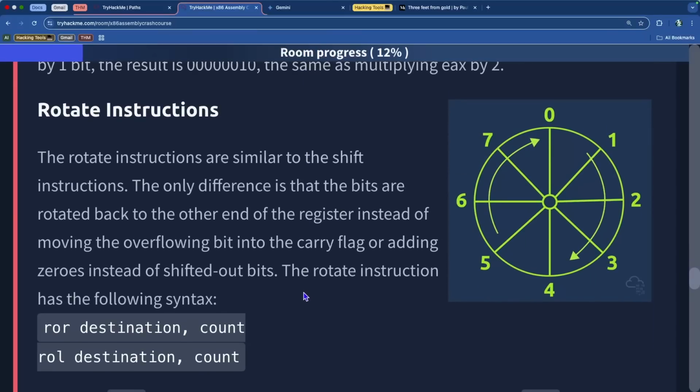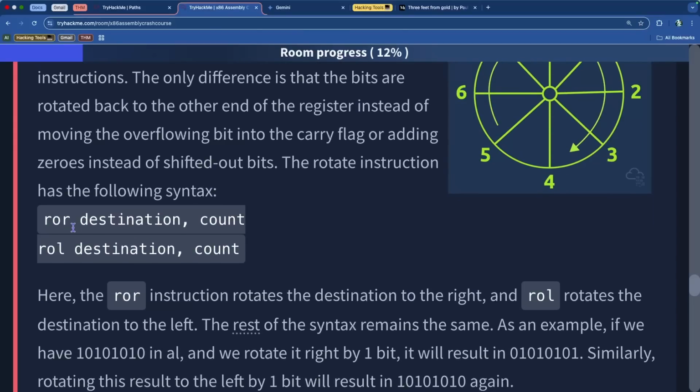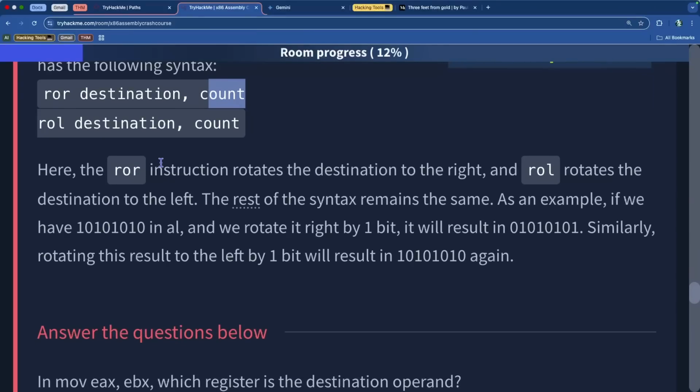So we have rotation instructions. The rotate instructions are similar to the shift instructions, and the only difference is that the bits are rotated back to the other end of the register instead of moving the overflowing bit into the carry flag or adding zeros instead of shifted out bits. The rotate instructions would be ROR to the right or ROL to the left, and the destination, and by a number of counts. So the ROR instruction rotates it to the right, ROL rotates to the left. The rest of the syntax remains the same.